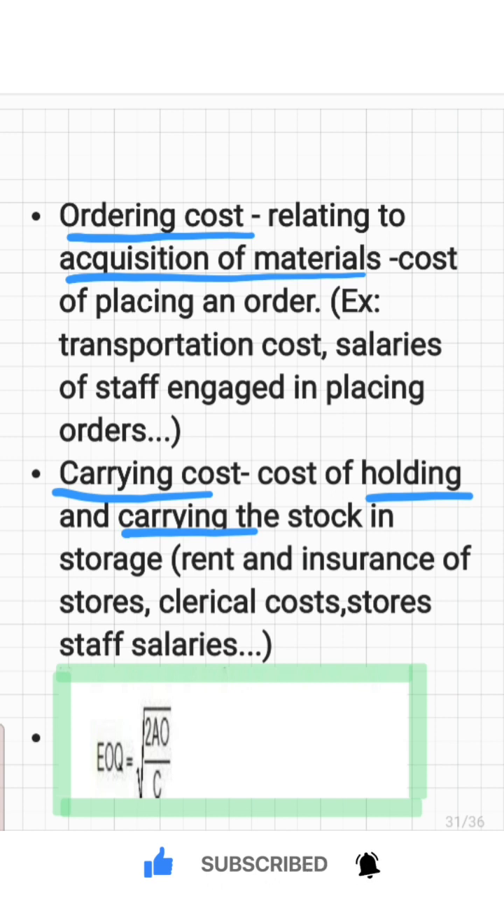And the formula for EOQ is root of 2AO by C. A means annual consumption or usage of material, O means cost of placing an order, and C means annual carrying or storage cost per unit. Actually, it is usually calculated as a given percentage of value of material per unit.